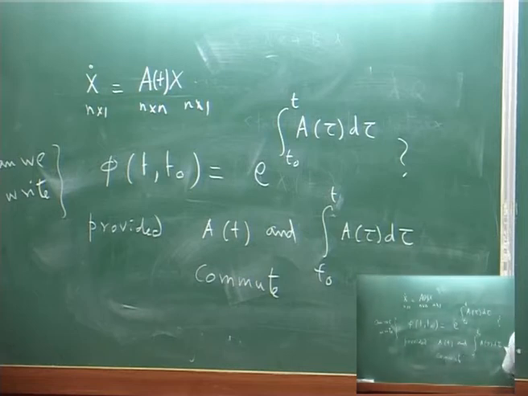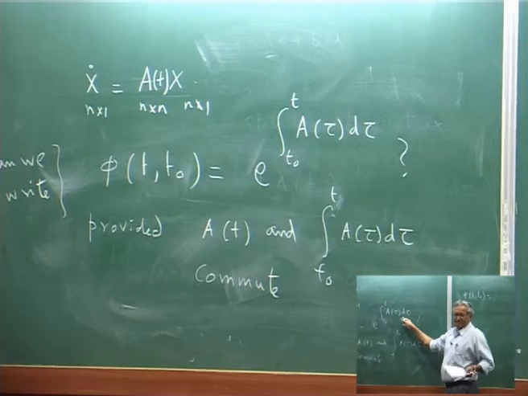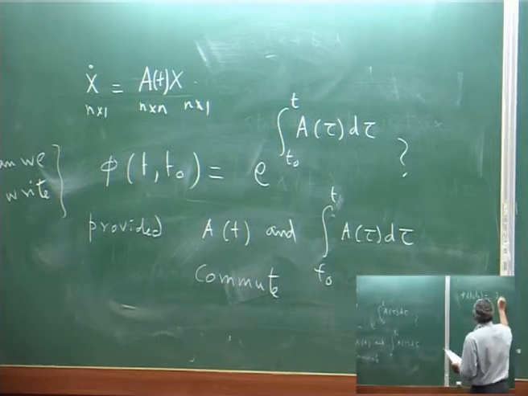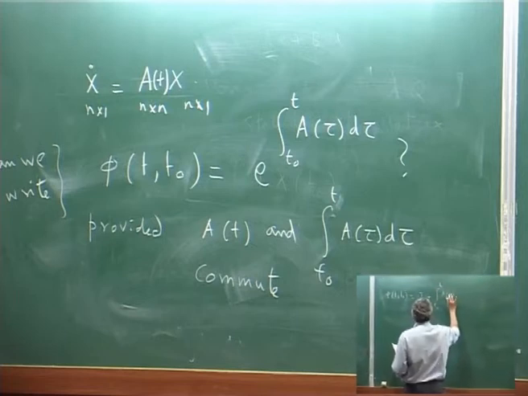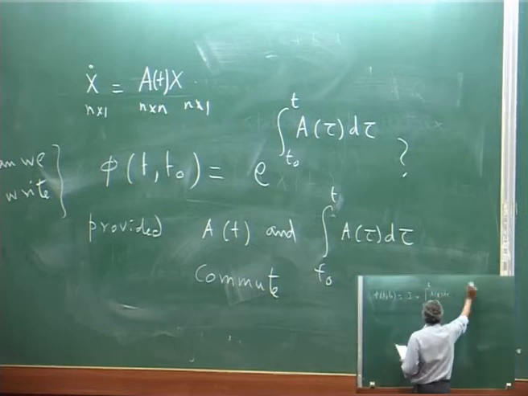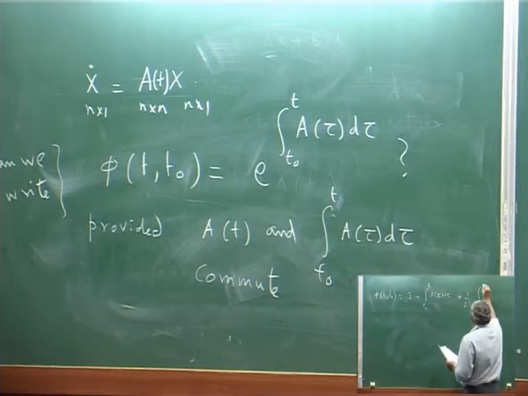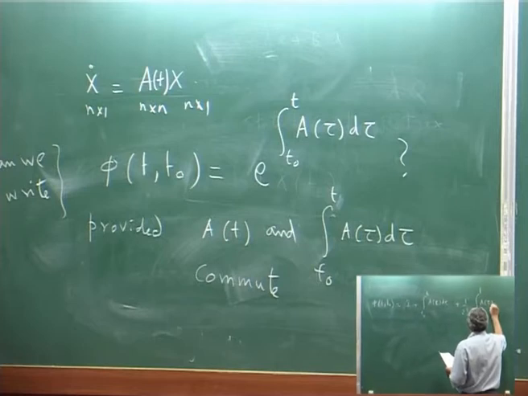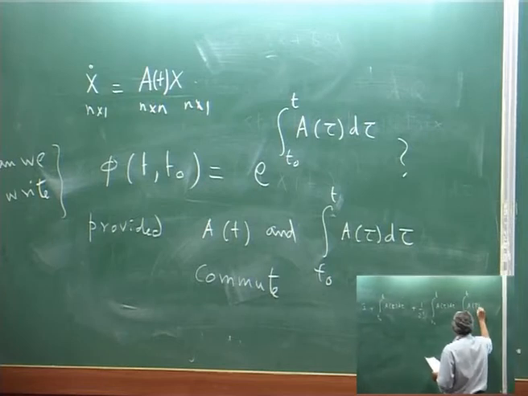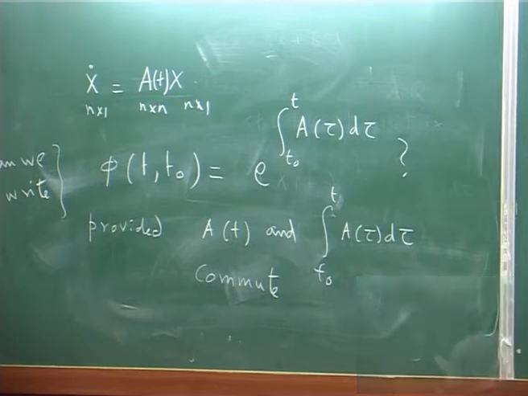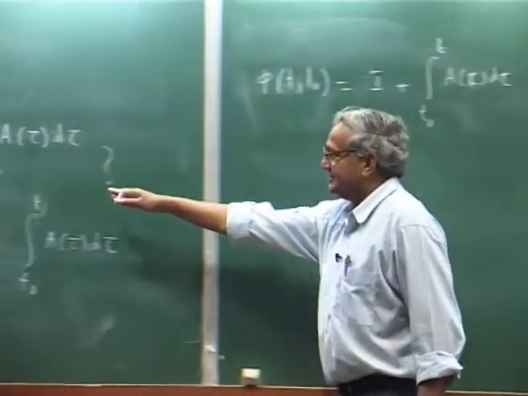You do the expansion, that is e to the power, this is a matrix only. So, you can expand it: I plus integral t0 to t of a of tau d tau, plus 1 by 2 factorial times the integral t0 to t of a tau d tau, twice, plus so on. Okay. Now, you see this expansion.